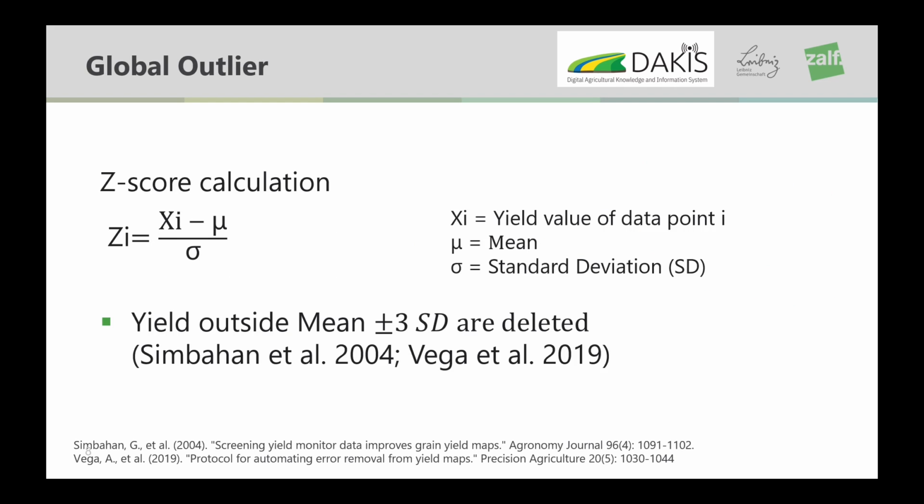Global outliers are data points with yield values that lie outside the general range of the dataset. Therefore, we have calculated a z-score for each data element, zi. This score results from the yield value, xi, minus the mean of the distribution, divided by the standard deviation of the distribution. This expresses the deviation from the mean relative to the standard deviation. Data points with yield values plus or minus 3 times the standard deviation were removed.